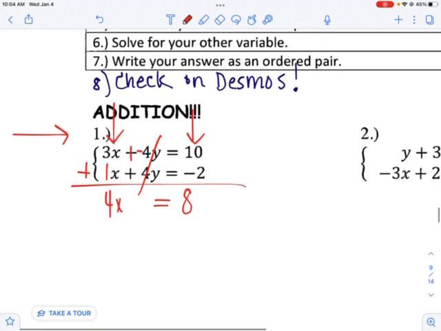So now I have an equation, 4x equals 8. Well, now it's real easy to solve for my x value. I'm going to divide both sides by 4. And I have that x equals 2.